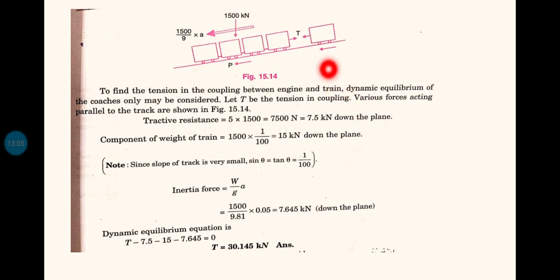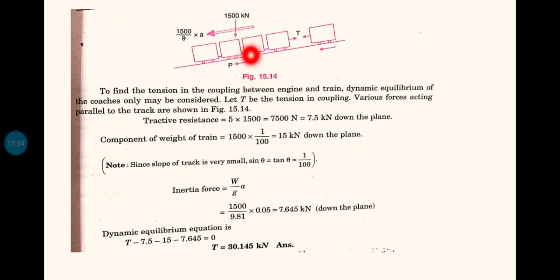Now this is our engine and these are the bogies, and the engine is moving upward, pulling the entire set of bogies. The weight of the entire bogies is 1500 kilonewton and the engine is 500 kilonewton. You know that the total weight of the bogies will act downward, that is 1500 kilonewton acting downward. But this is a slope, actually an inclined plane.